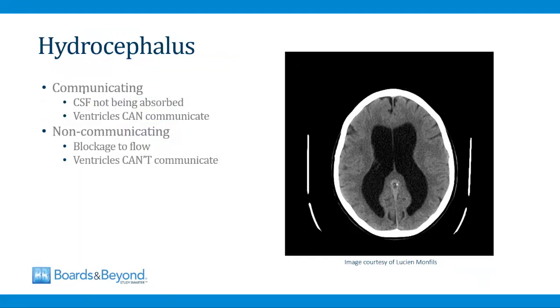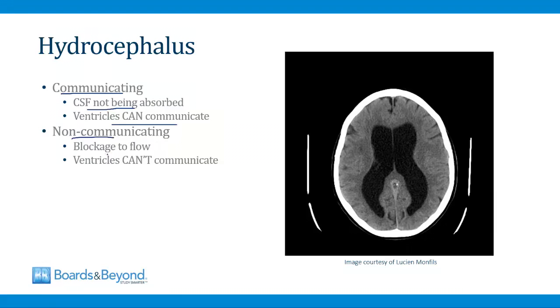Hydrocephalus is broken down into two subtypes, communicating and non-communicating. In communicating hydrocephalus, cerebrospinal fluid is not being absorbed, and that's why it's building up in the ventricles. It's called communicating because the ventricles can communicate with one another. In other words, there's no obstruction to the flow of cerebrospinal fluid, there's just too much CSF.